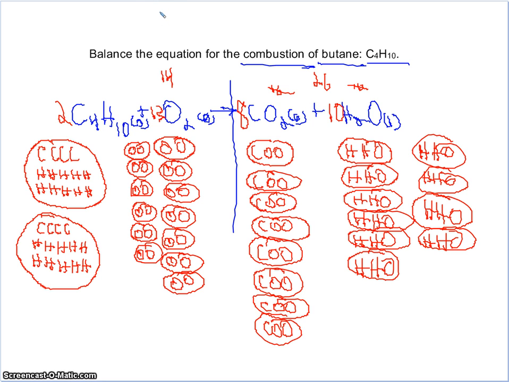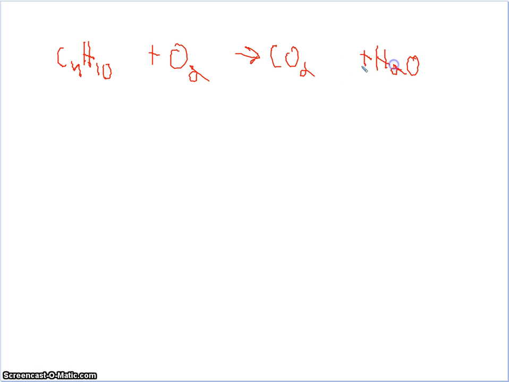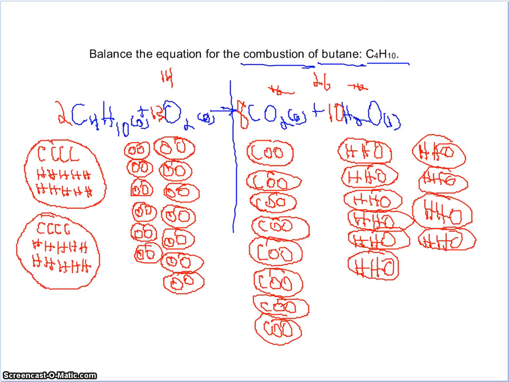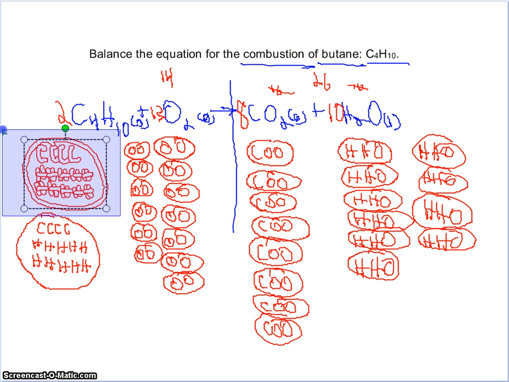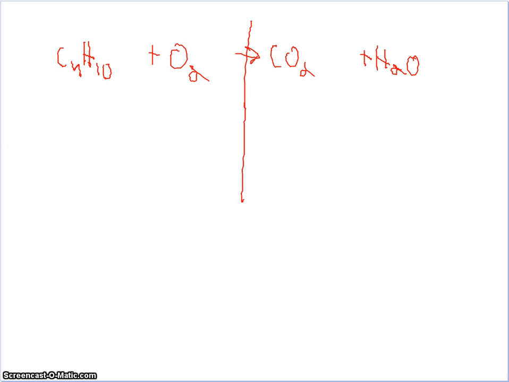So here's a way to do it a little bit quicker. Not a lot quicker, but a little bit. So we still start with C4H10 plus O2 gives us CO2 plus H2O. And we're going to do the same thing we did until we get to the oxygen part. Then we're going to do something a little differently. Okay? So let me just save us some time and do some copy pasting here.